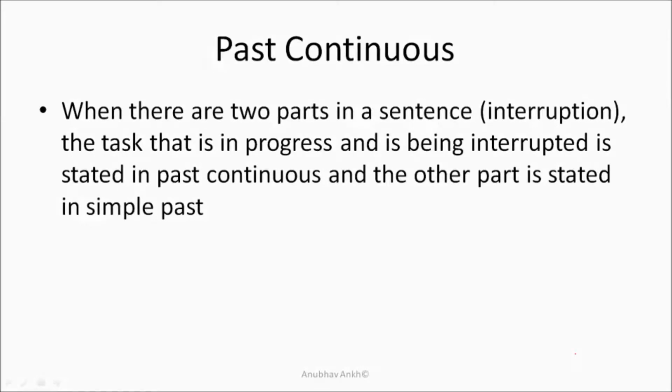Further, when there are two parts in a sentence, there is an interruption. The task that is in progress and is being interrupted is stated in the past continuous and the other part is stated in the simple past. Now, if there are two actions in the sentence, one being interrupted by the other, we keep the action that is being interrupted in past continuous tense and the other one in simple past.